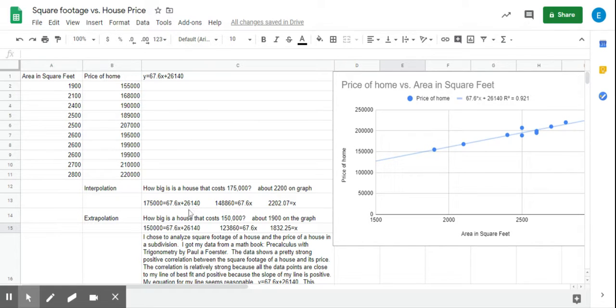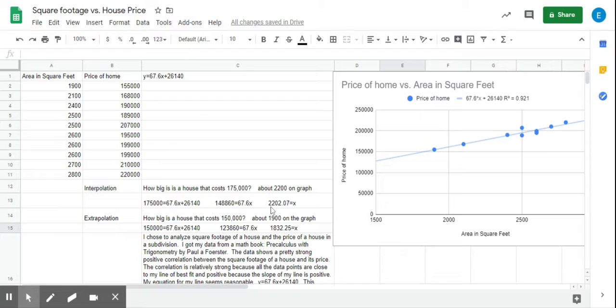Then I have to subtract 26,140 from each side, and that's how I get 148,860 equals 67.6x. And then in the next step I divide both sides by 67.6, and what I get is 2,202 equals x, which means the house would have 2,202 square feet. So notice my estimate using the graph was really close.